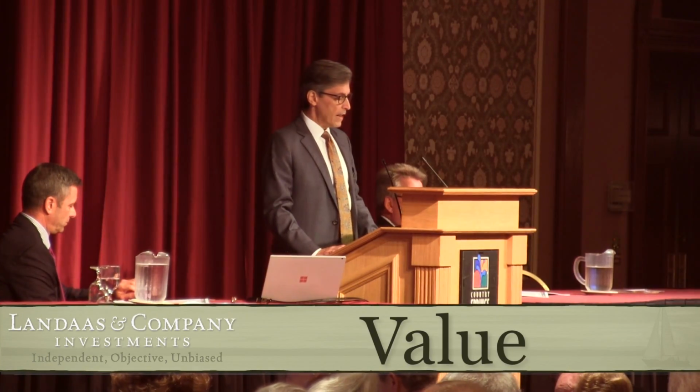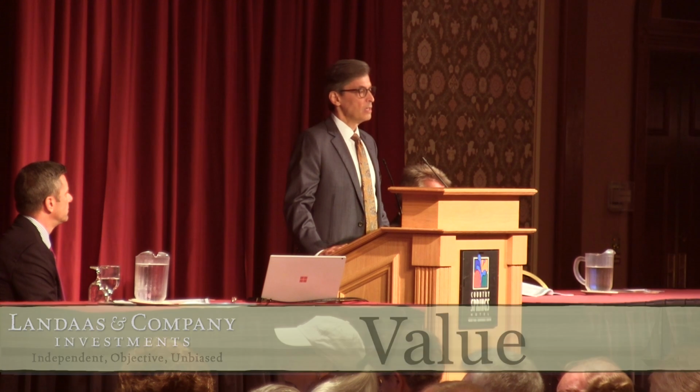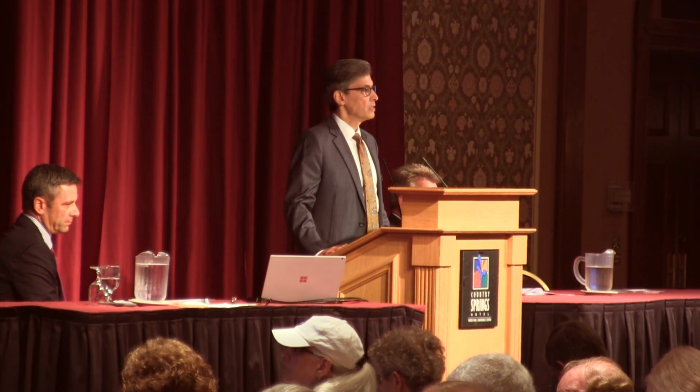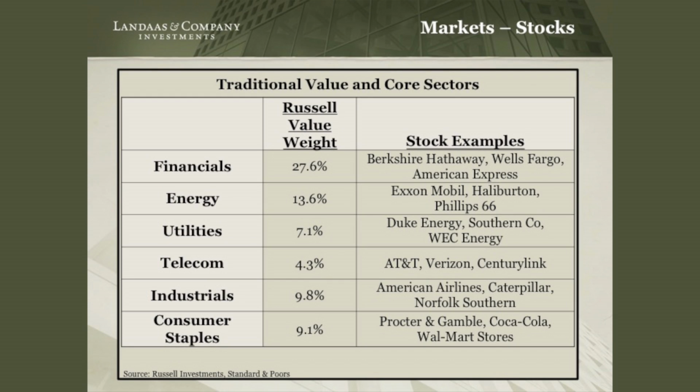Where do we usually find stocks with these types of characteristics? Lower price multiples, higher dividends, lower volatility. Well, if you look at the chart, the middle column there is the Russell Value Index weightings of different sectors of the economy. Financials make up currently over 27% of the Russell Value Index. Stocks like Berkshire Hathaway, the banks, the credit card companies.